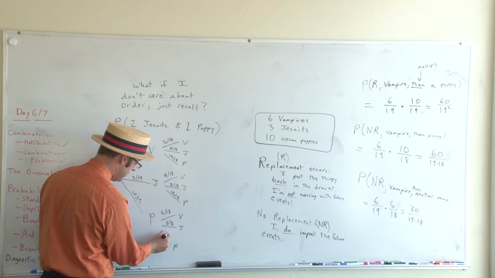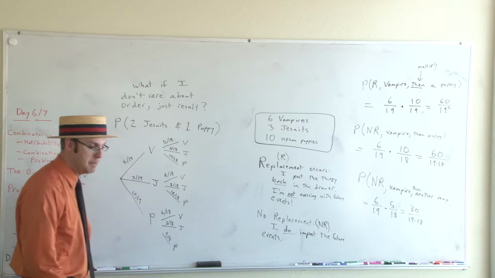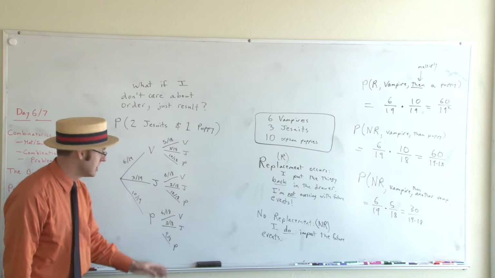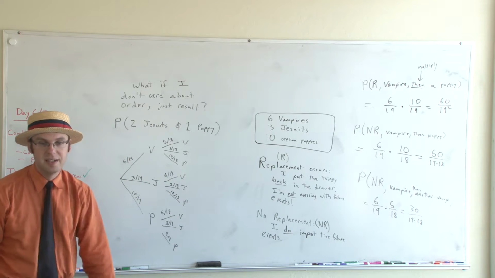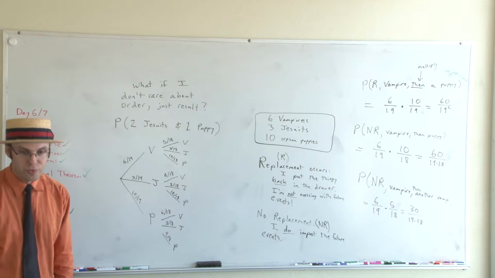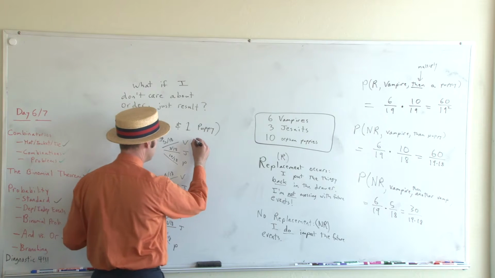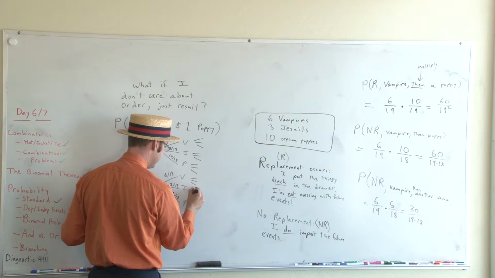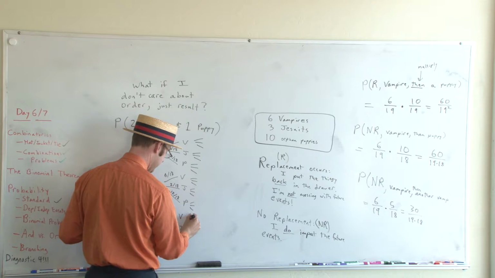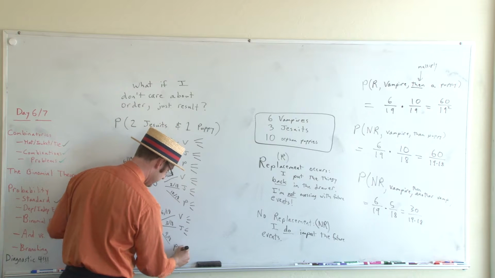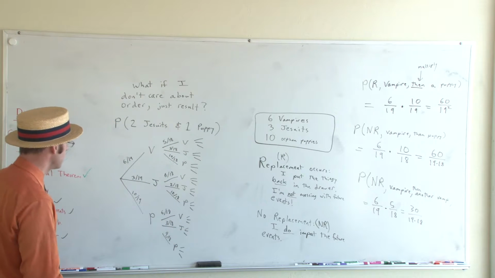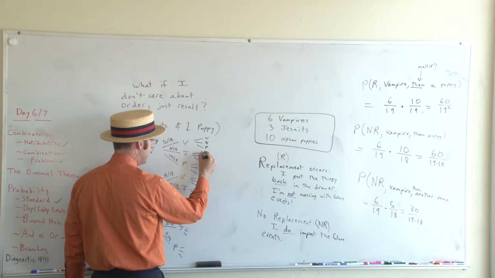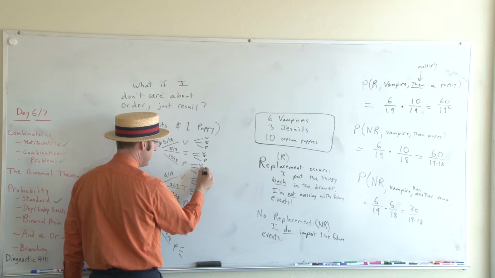Here I've already gotten the puppies, now I'm down to 9 puppies. But that's not it, because I'm interested in 3 objects, so now off of each one of these, I've got to draw 3 possibilities. So again, vampire, Jesuit, puppy.